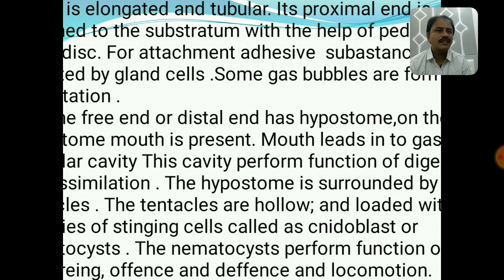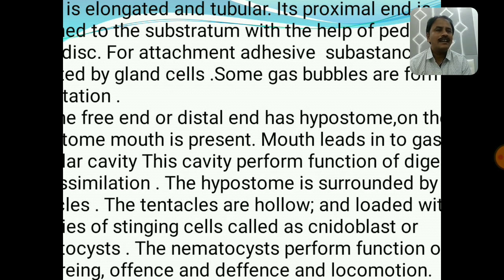For the attachment, gland cells are present. These gland cells secrete some adhesive substance, which is used for attachment to the substratum. Then it also has some gas glands. The gas glands produce bubbles. So these bubbles are for gripping the Hydra to the substratum.